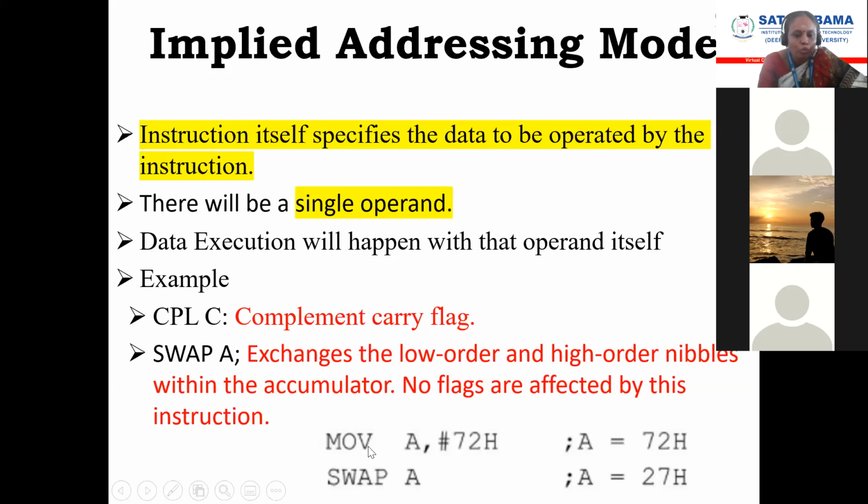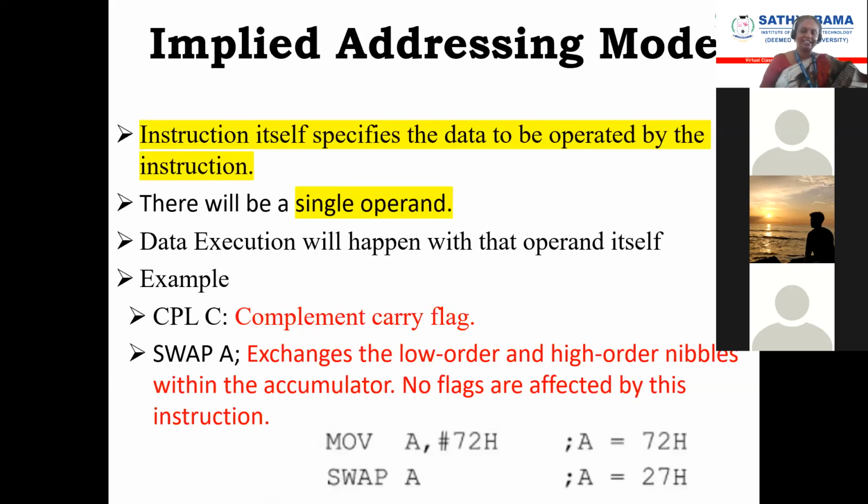You understand? MOV A, #72. Now we studied what the hash is: immediate addressing mode. That means my accumulator should be directly loaded with 72. So A equals 72. Swap A means I have to swap the lower nibble with the upper nibble. So what is my value? 72 becomes 27. That is called the implied addressing mode.